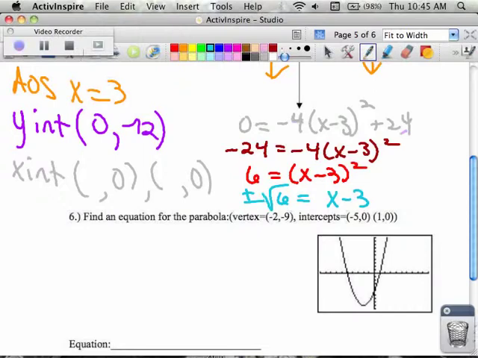And then, the only thing left is to move the 3 to the other side. So then I get x equals 3, which will now be positive, plus or minus the square root of 6.